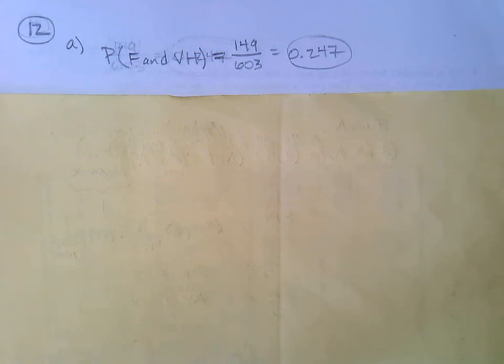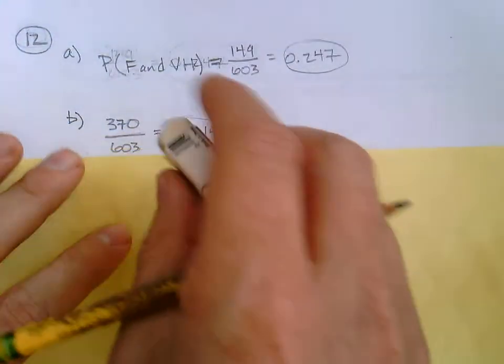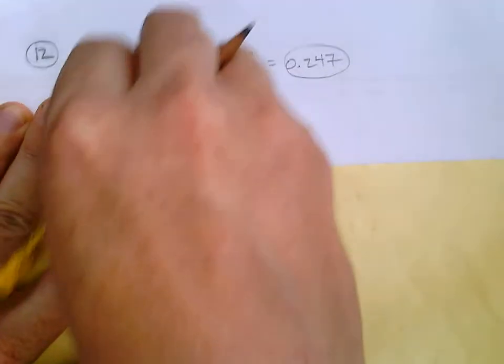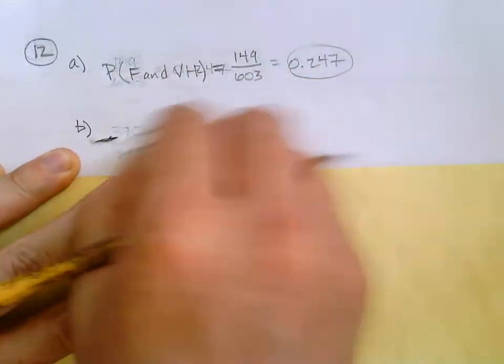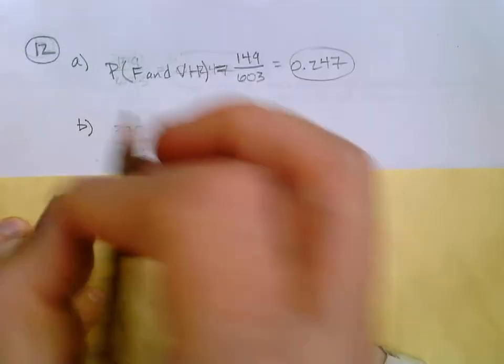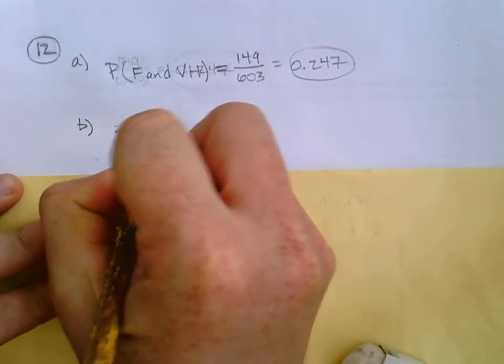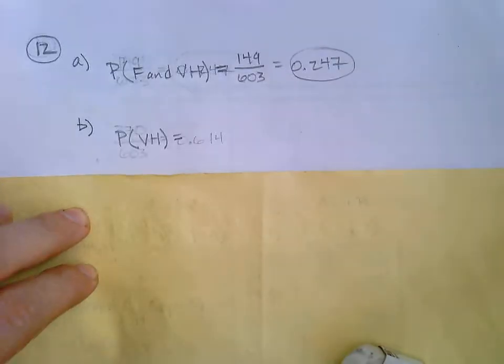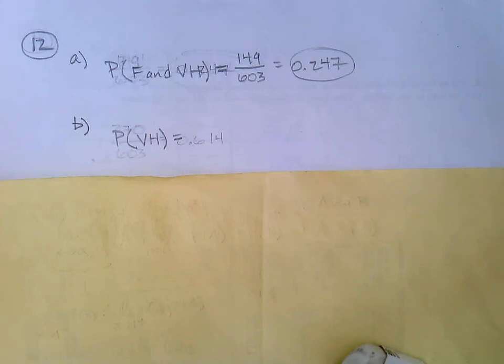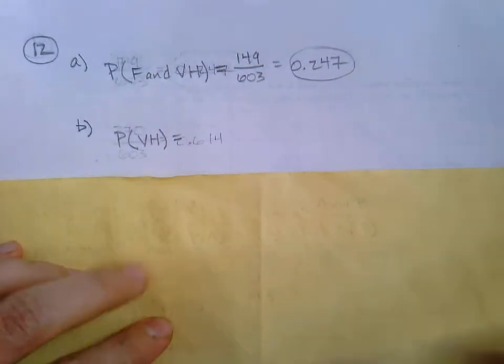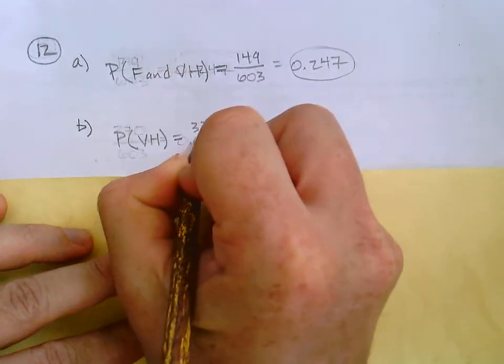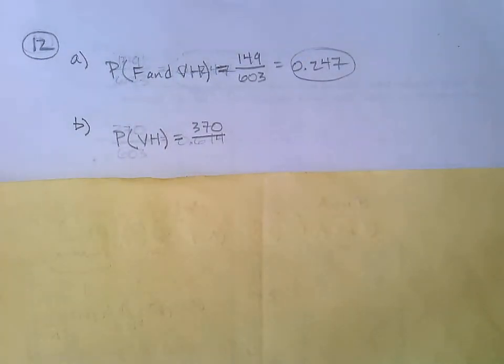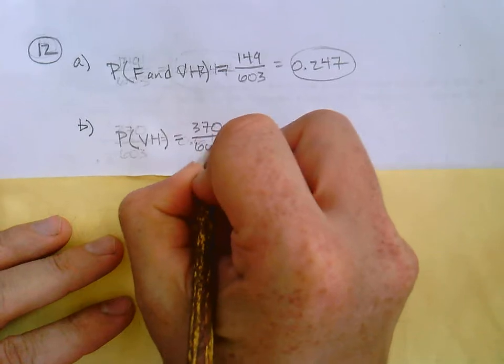Now, everybody who took the survey is married. So the probability that a married person is very happy. So what should we do? And well, you see the answer here, but let me go back and show you the notation as well. So we're just thinking probability of very happy, because everybody's married. So we're thinking, all right, how many very happy people are there? 370. All right. And we're going to divide that by the total, the 603.